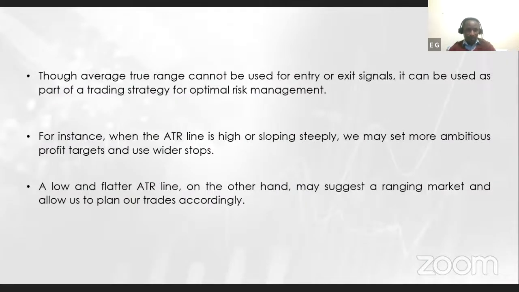Then, though average true range cannot be used for entry or exit signals, it can be used as part of a trading strategy for optimal risk management. So most traders try to use this indicator to set their take profit and stop loss, or to manage their risk. For instance, when ATR is high or sloping quite steeply, we may have to set an ambitious profit target and also set wider stops.